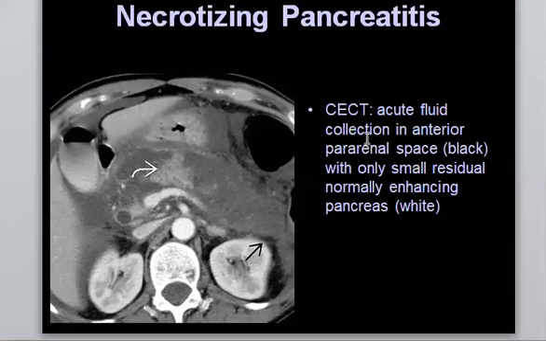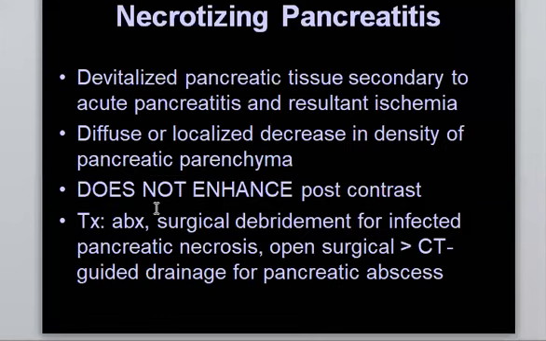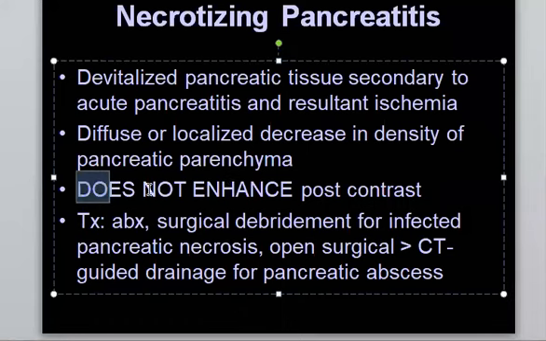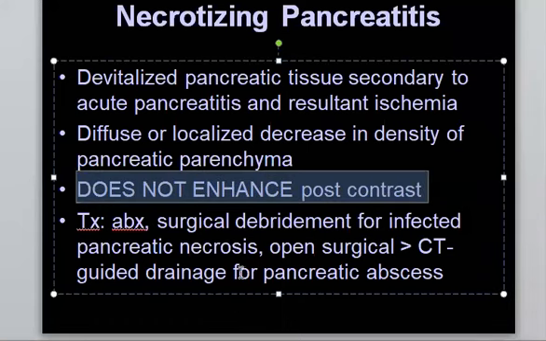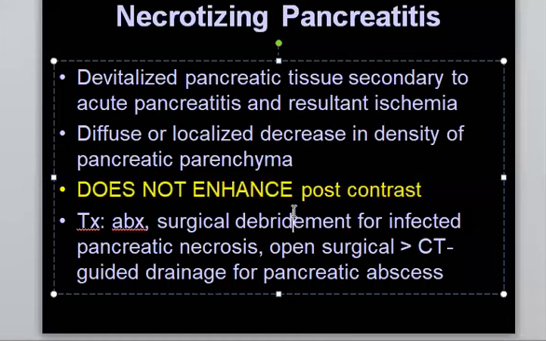When you find acute fluid collection in the anterior pararenal space, you can see the necrosis and how it affects the pancreas. I mentioned again that there is one very good article in the Radiology Assistant that I showed you last time, and you can just read it. It's very helpful, and they have recent updates. When it doesn't enhance in the post contrast, you are talking about necrotizing.